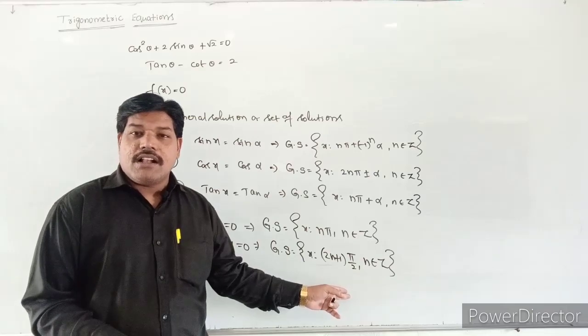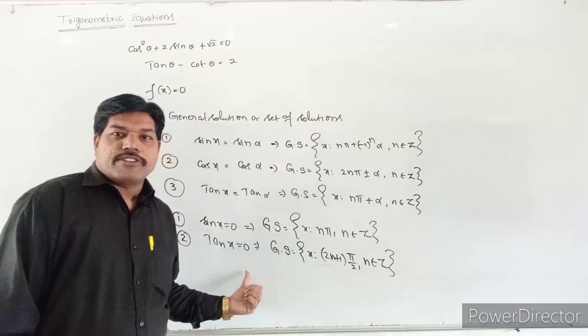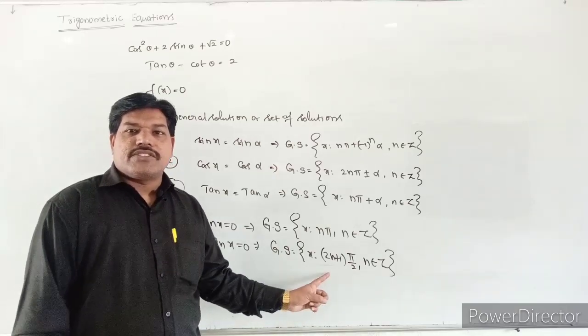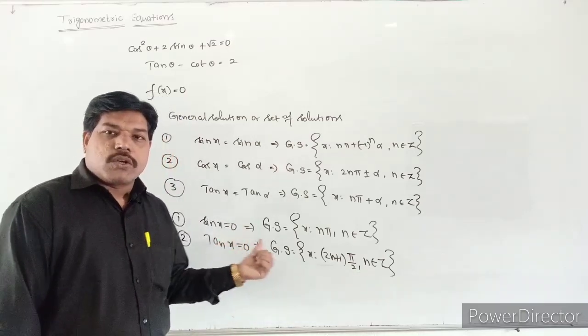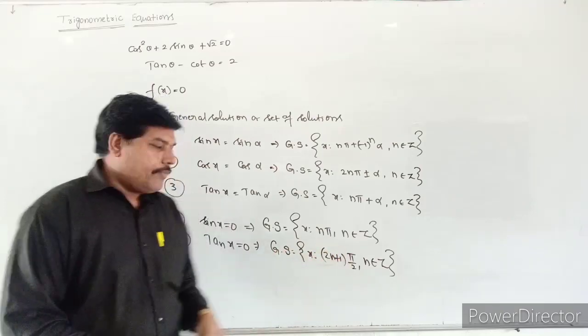Do you understand the general solutions? A general solution means it will give you all the solutions of this equation. So what is the general solution of cos x is equal to 0? The general solution is x is equal to (2n + 1)π/2. What is the general solution for sin x is equal to 0? The general solution is x = nπ.